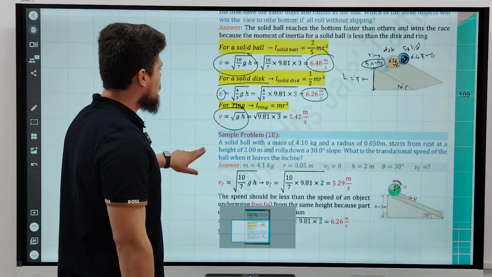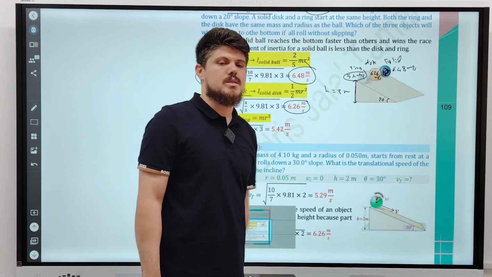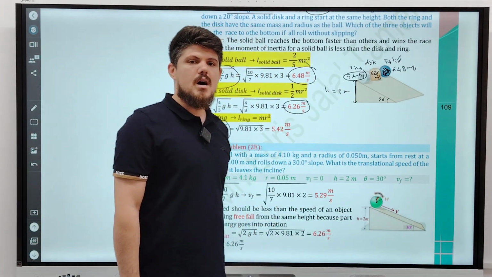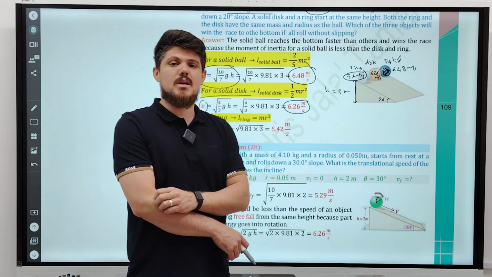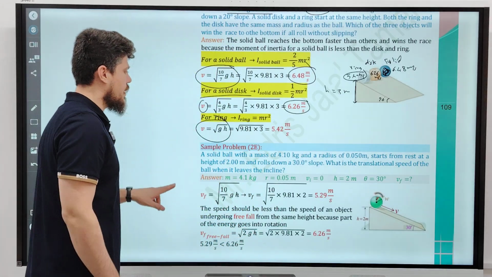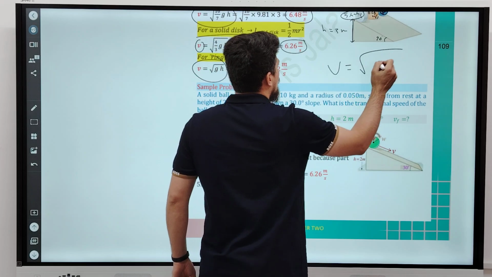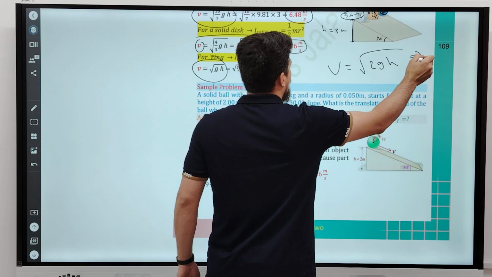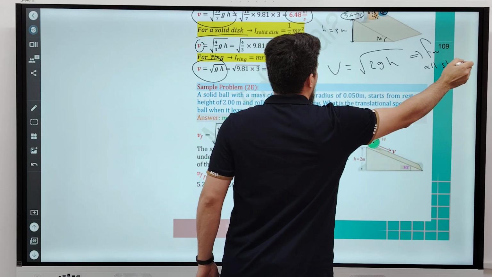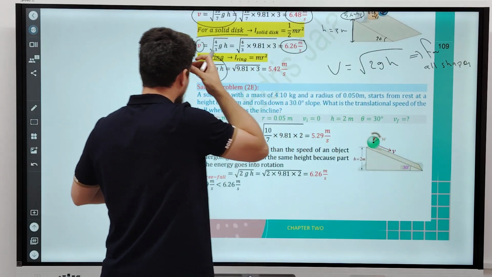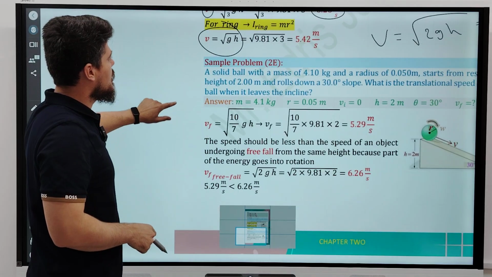But in the case where this surface is a smooth surface, all shapes reach the bottom of the incline at the same time and at the same speed. Because for free fall, v is equal to the square root of 2gh for all shapes. For what? All shapes. Okay? Now, look at this sample problem 2e.